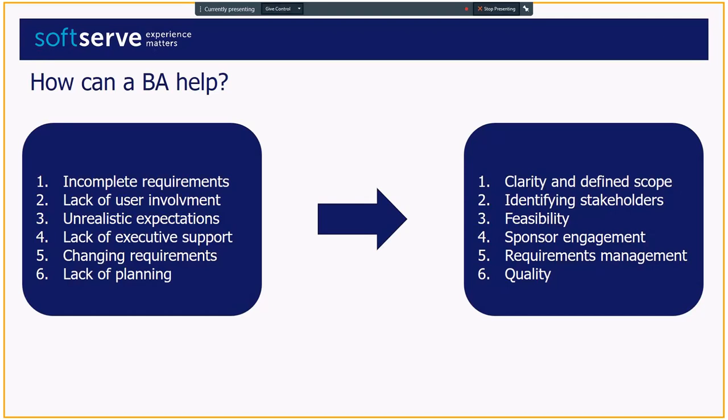That's the one that is most commonly encountered in IT projects, because the customer wants different things from us. They want all of the functionalities that are on the market in a small and neat package, and also a really performant package as well. So what we can do about expectations is a feasibility study, to analyze whether it's actually doable. Lack of executive support: we can engage the sponsors and try to get them to work for us as well.